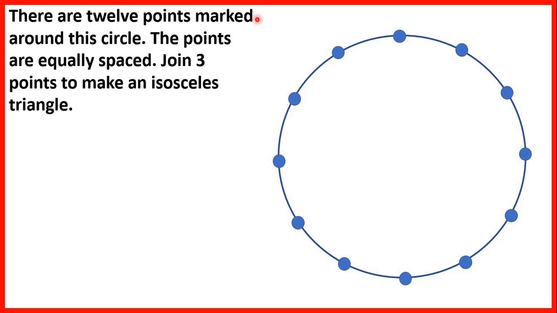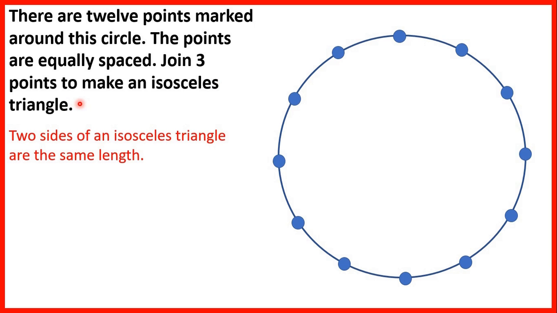There are 12 points marked around this circle. The points are equally spaced. Join 3 points to make an isosceles triangle. So we need to remember that 2 sides of an isosceles triangle are the same length. So we could join this point here, and this point here.